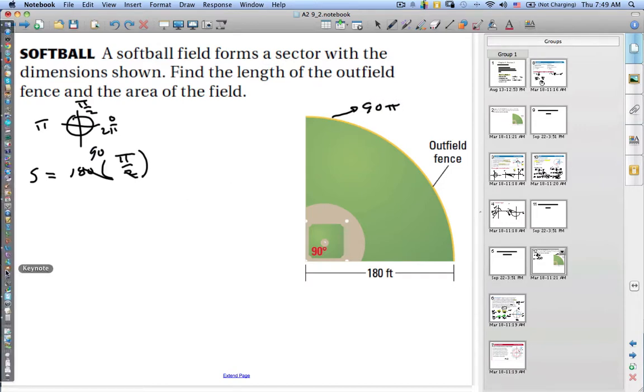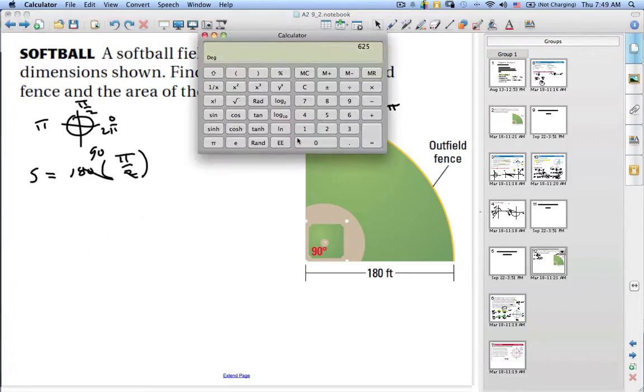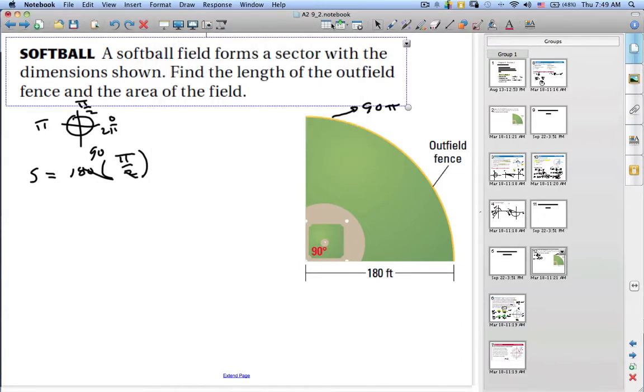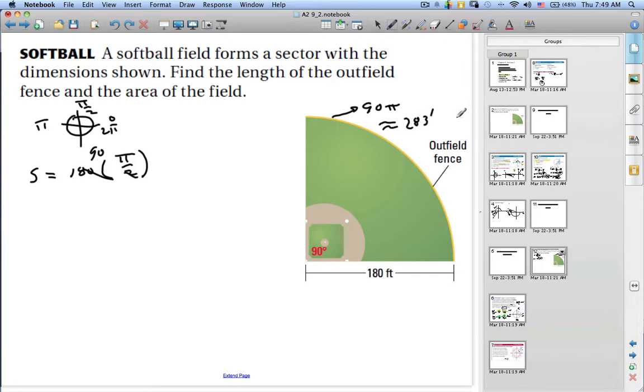And normally we wouldn't talk about feet in terms of pi. So if I take 90 times pi, I get 282.74 feet. So it's about 283 feet. So it's approximately 283 feet. Now if I want to look at the area of this field, then the area would be equal to 1/2 times my radius squared times pi over 2.